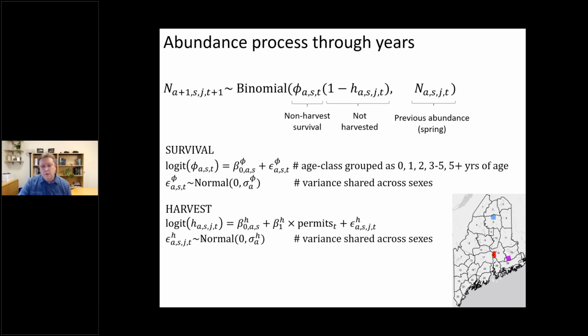But importantly along with this, we also modeled harvest as a function of the number of permit sales across the state, where the idea here is that as permit sales increase, we would expect the number of bears harvested to also increase. But this relationship is not expected to be 1-to-1. And instead, we estimated that parameter to understand how the changes in the number of permits sold reflect back to the harvest probability. So keep this in mind, because I'm going to come back to this idea of how permit sales are related to harvest later when we talk about projecting into the future.